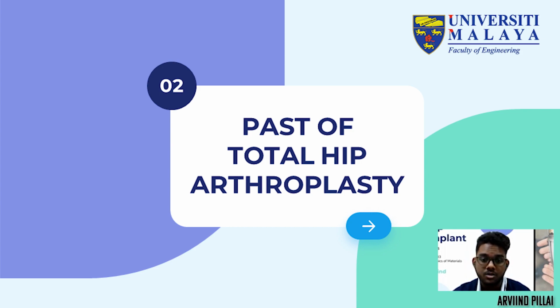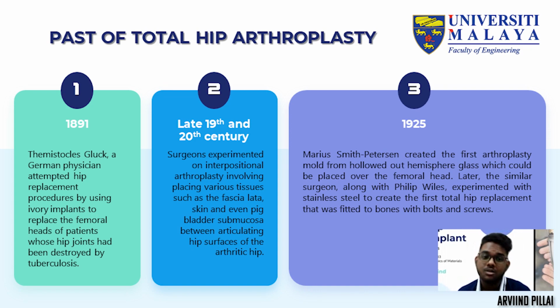Total hip arthroplasty, also known as total hip replacement, can be identified as one of the most successful orthopedic inventions. Beginning in 1891, Themistocles Gluck, a German physician, attempted hip replacement procedures by using ivory implants to replace the femoral heads of patients whose hip joints had been destroyed by tuberculosis.